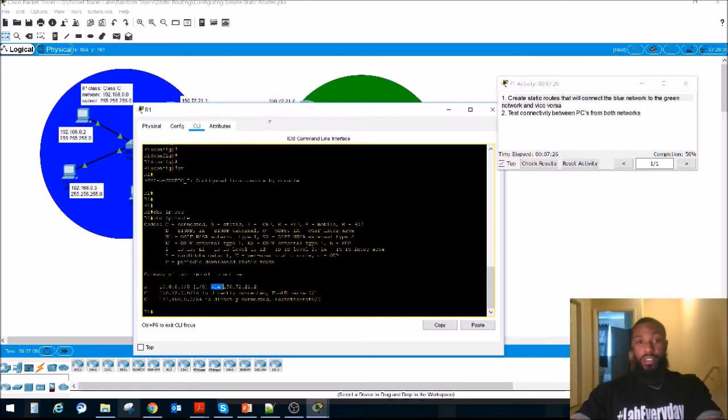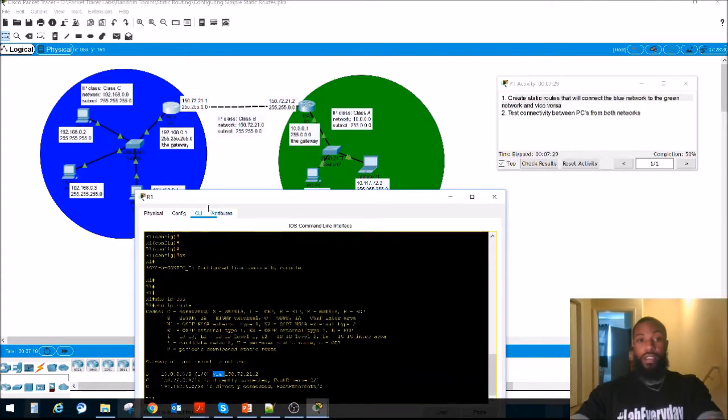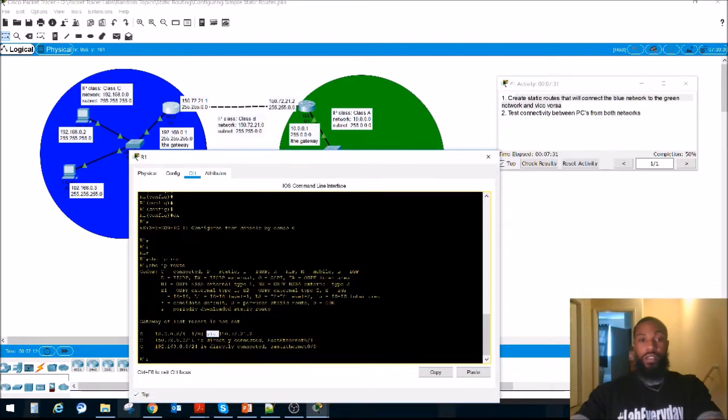Via. So basically, you're saying with this command right here, to get to this network, which is that guy, go to this forwarding router's interface, this guy right here. So to get there, we got to go here. That makes sense? Really simple command.